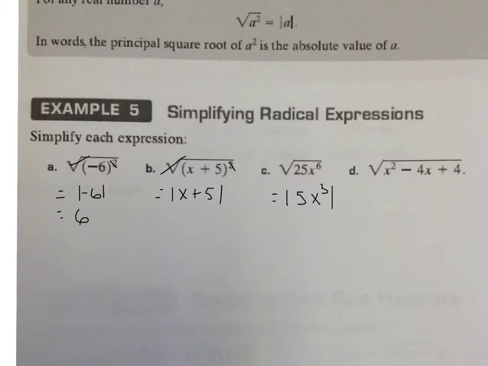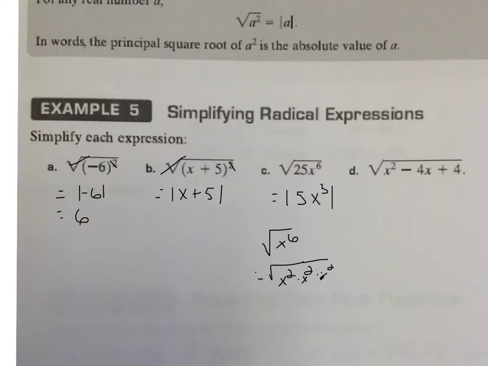Now, here's the long way of this, what really happens. If we're taking the square root of x to the 6th, I can write x to the 6th as x squared 3 times. It's the same thing as the square root of x squared times x squared times x squared.